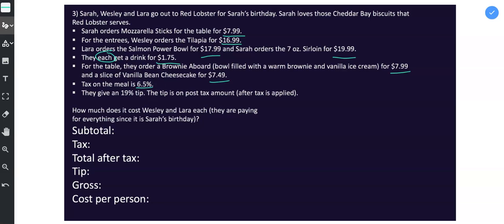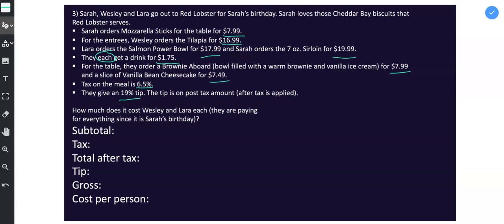Tax on the meal is 6.5%. They give a 19% tip. The tip is on the post-tax amount. Post, remember, means after tax. How much does it cost Wesley and Laura each? They are paying for everything since it is Sarah's birthday.